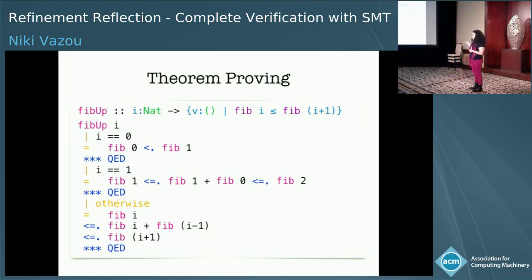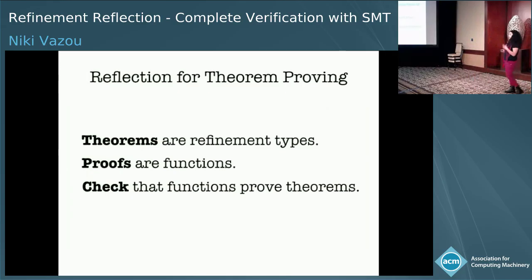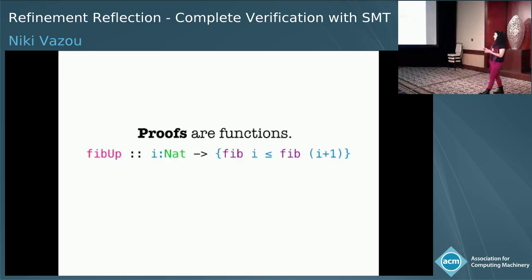So I express a proof of the theorem that fib is increasing as a Haskell function. I express the theorem as a refinement type that takes as input a natural number i and returns a value of unit type whose type has the property that I want to prove. In the rest, I can just simplify the value of type unit away and have a simpler theorem. So in short, I can use refinement reflection to do theorem proving, where theorems are expressed as refinement types, proofs are expressed as functions, and then a refinement type checker checks that the function satisfies the theorem. And what is cool is that proofs are just functions.